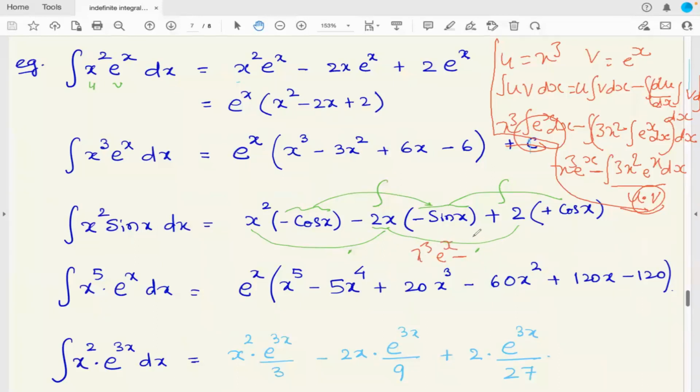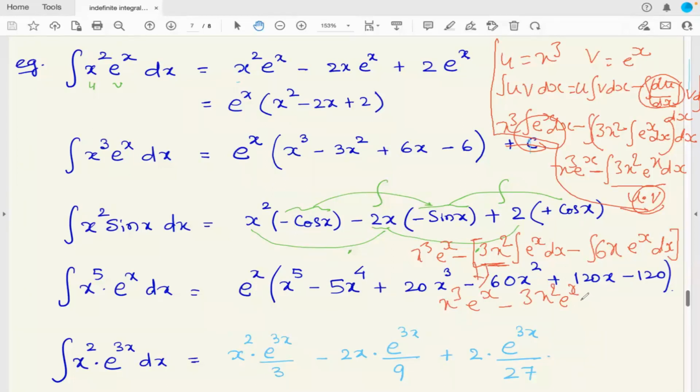This is, and here we have to take 3x square outside the integration and again integrate e to the power x dx, and minus, we have to differentiate. Now our new u will be 3x square. So we have to differentiate this as we did here. So here it will be 6x. And again, we integrate e to the power x. So when we look here, it will be like x cube e to the power x minus 3x square e to the power x.